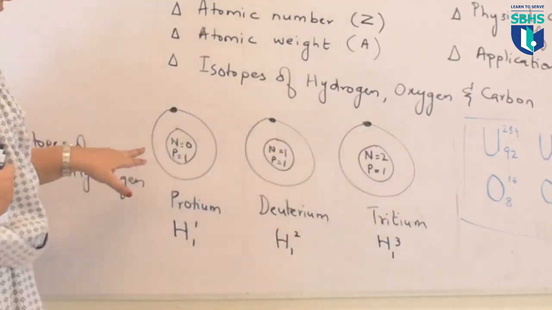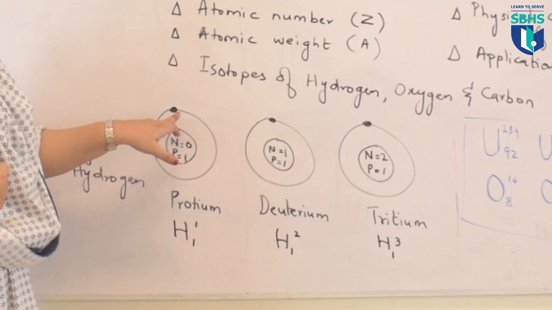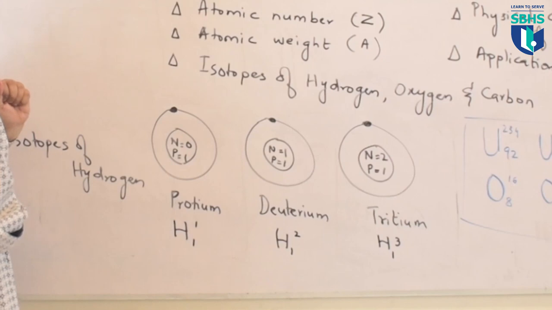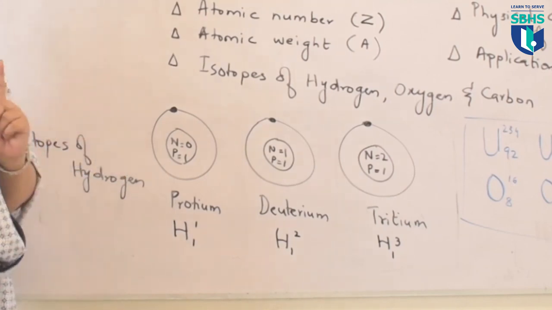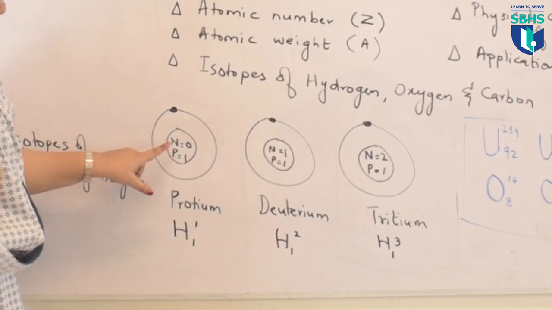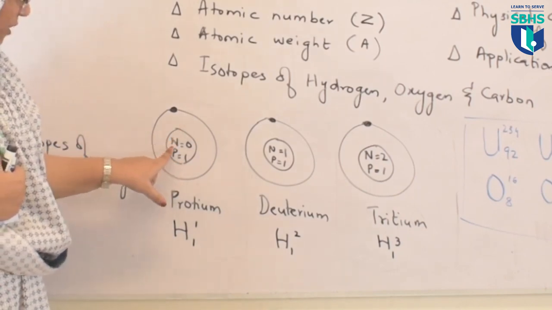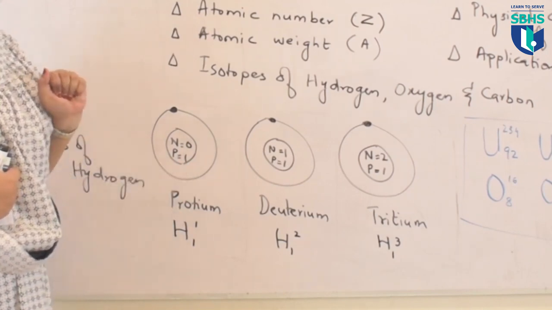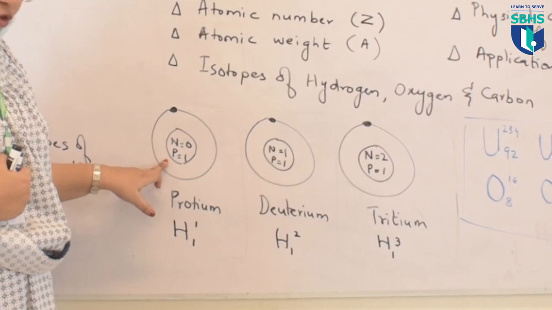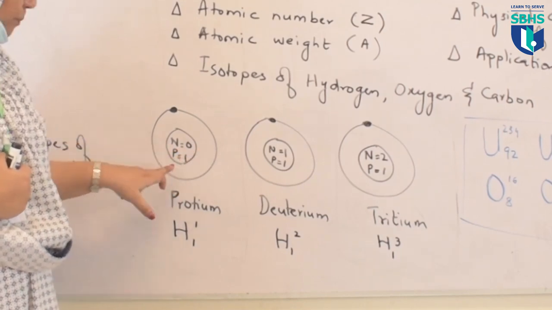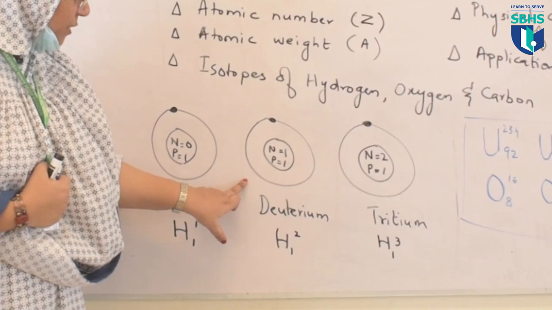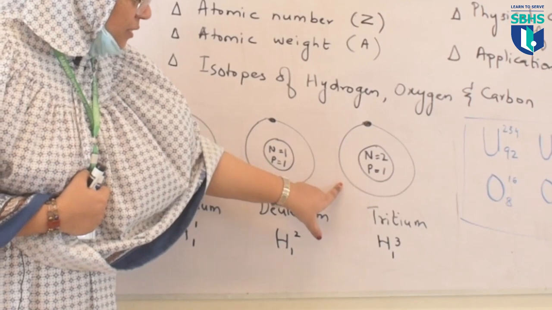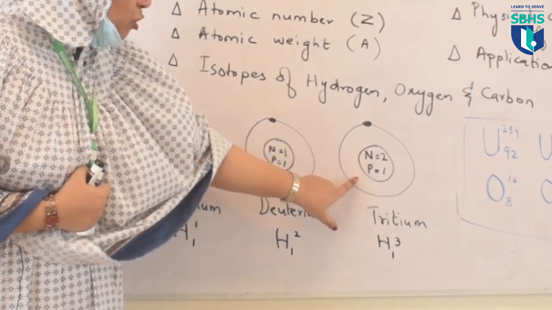As you can see, in the diagram I have only drawn 1 electron in all the shells of the hydrogen. Why? Because it contains only 1 electron in the shell. And in the nucleus I have written N equals 0, P equals 1. What is N and what is P? N is neutron and P is proton. So here the neutron is 0 and the proton is 1. In the second diagram, the neutron is 1 and the proton is also 1. And in the third diagram, the neutron is 2 and the proton is 1.